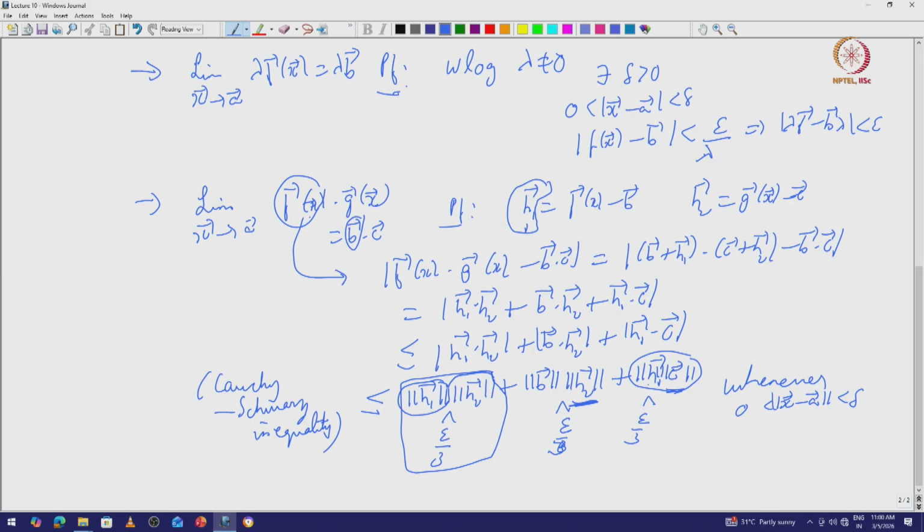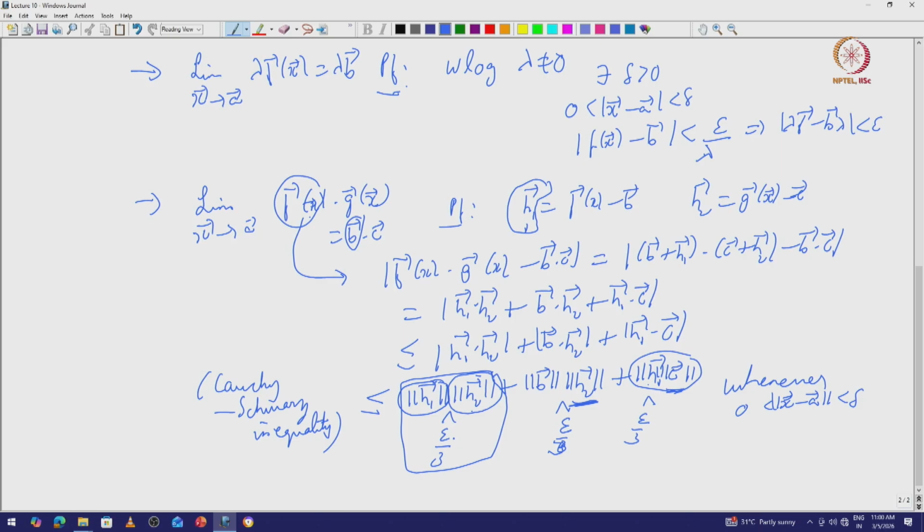Then you can make sure that delta is so small that norm of h2 is less than epsilon by 3. So this is less than 1, this is less than epsilon by 3, so the product is less than epsilon by 3. Okay? So that's how you would do it. So it's just directly following your intuition. I mean, there is nothing mysterious going on here.